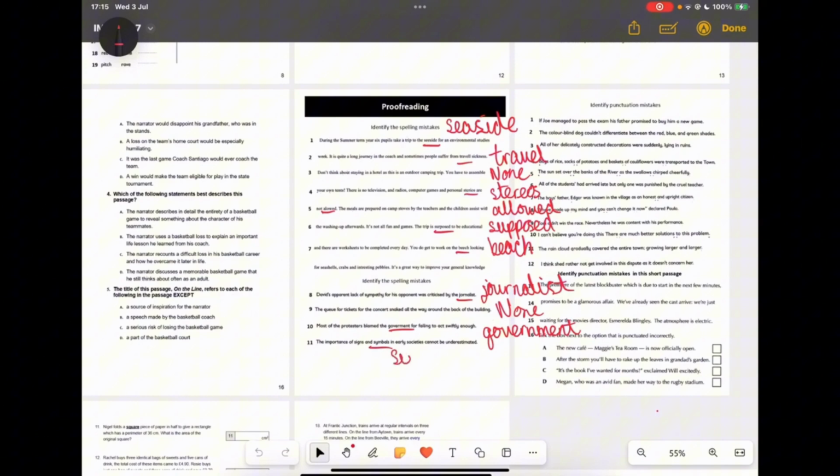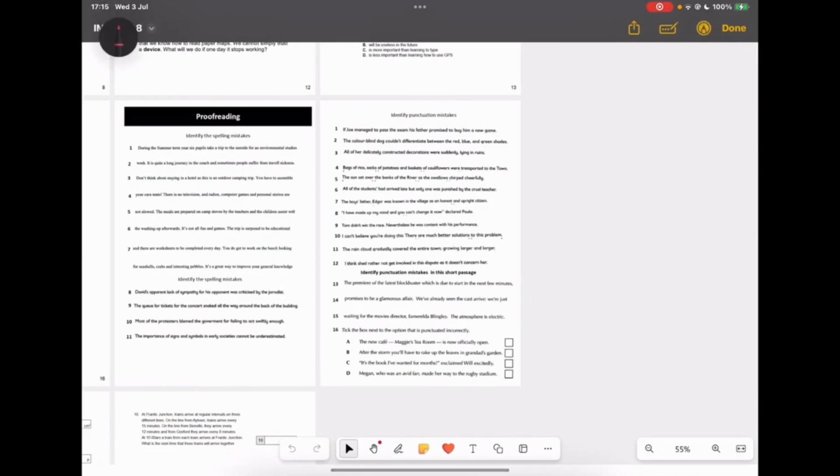So symbols. Okay, next. Punctuation. So, if Joe managed to pass the exam, his father promised to buy him a new game. So, if Joe managed to pass the exam, comma, because you're separating the clauses. His father promised to buy him a new game. Okay. 2. The colourblind dog couldn't differentiate between the red and blue and green shades.